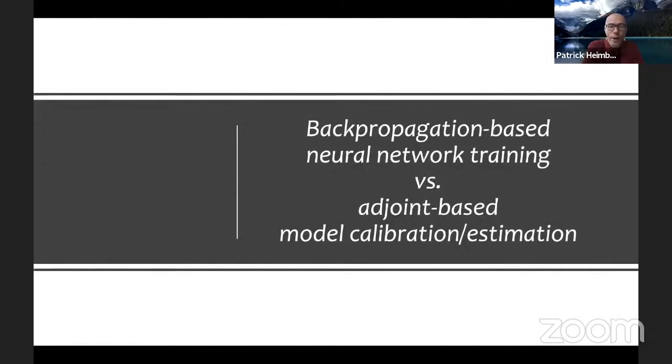I'd like to show one other way of doing this estimation, this inverse data assimilation problem, using an adjoint-based method. And because there's a lot of excitement in machine learning, I'd like to show you how there is a very strong correspondence between this adjoint-based model calibration and estimation that uses a model, and the backpropagation-based neural network training method.